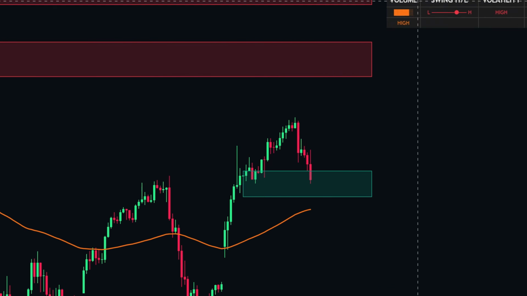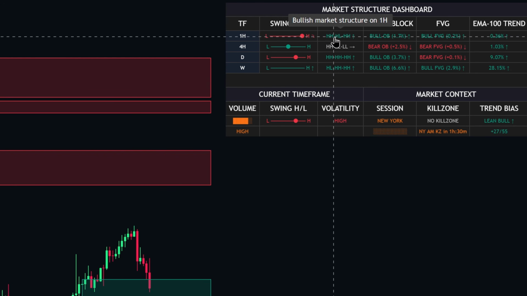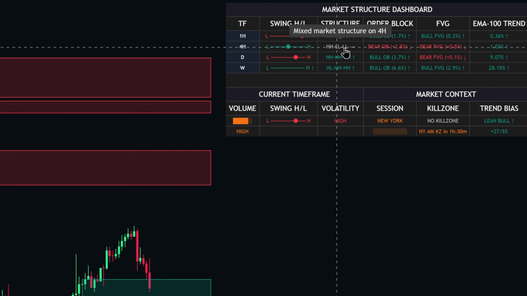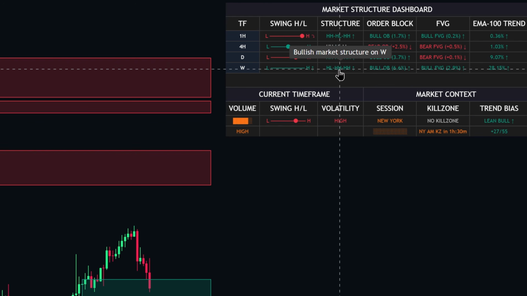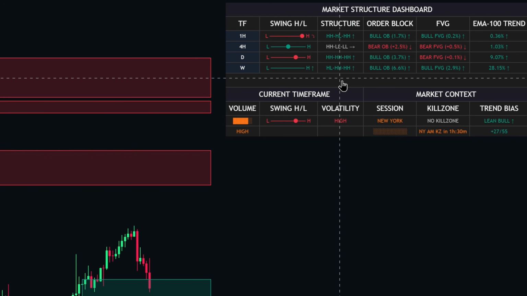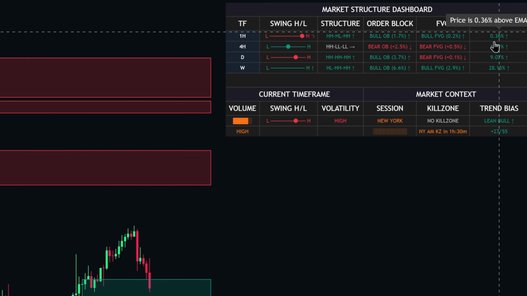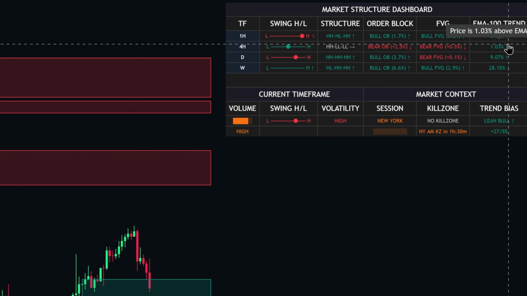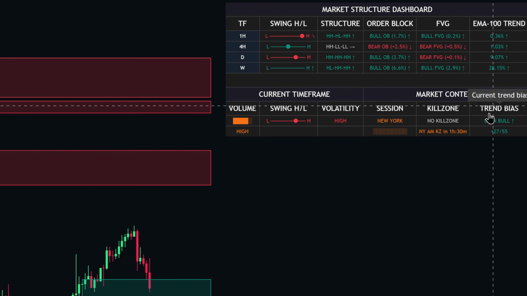At this point, we move to the Market Structure Dashboard for confirmation. On the 1-hour time frame, structure is bullish. On the 4-hour time frame, it is mixed. On the daily and weekly time frames, structure is bullish. This tells us that the higher time frame direction is mostly bullish. Next, we check the EMA readings across these time frames and confirm that price is above the EMA, which supports upward momentum. Then we check the trend bias and it is clearly bullish, confirming overall market direction.